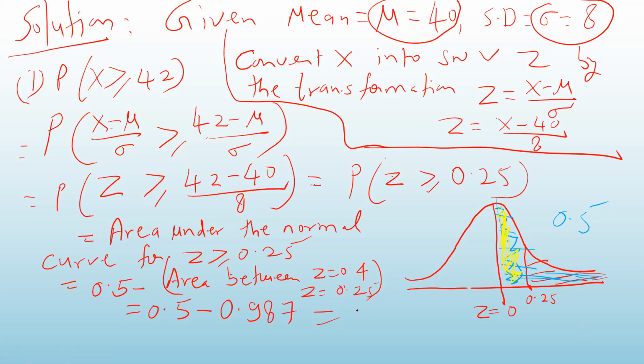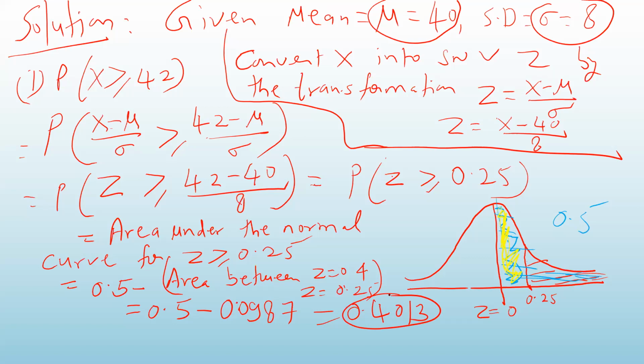So this answer is... wait a minute. It is not 0.987, it is 0.25, 0.0987. So the answer will be 0.5 minus 0.0987, which is 0.4013. So the answer is 0.401. This is the answer.